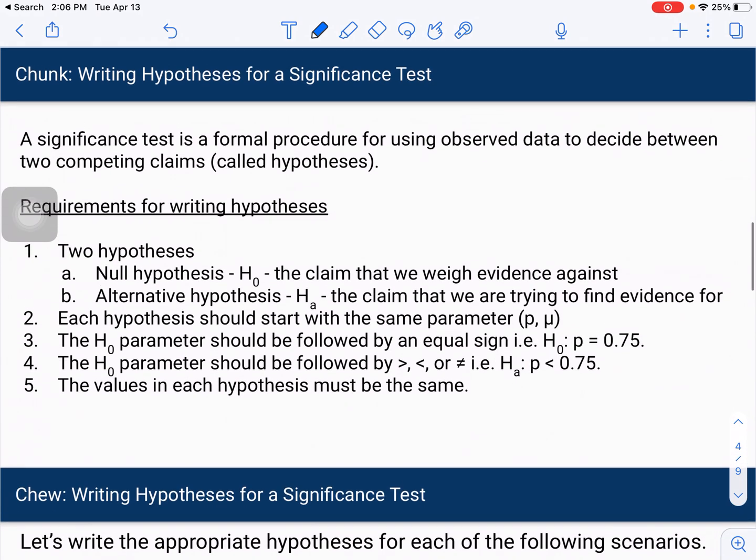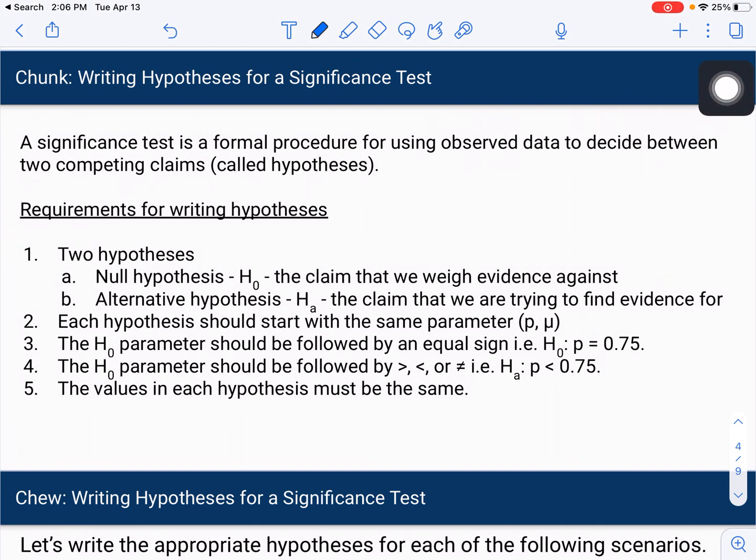All right, so let me give you a little bit of information. Right before spring break, we started talking about a significance test. We haven't done a full significance test yet. I'm going to present that next week. But this week, I just wanted to do a short lesson on how you write hypotheses for a significance test. So I'll read through this first slide. A significance test is a formal procedure for using observed data to decide between two competing claims. Those two competing claims are often called hypotheses.